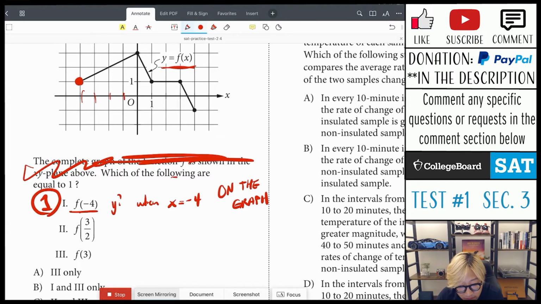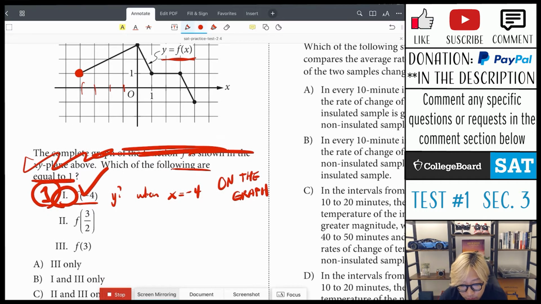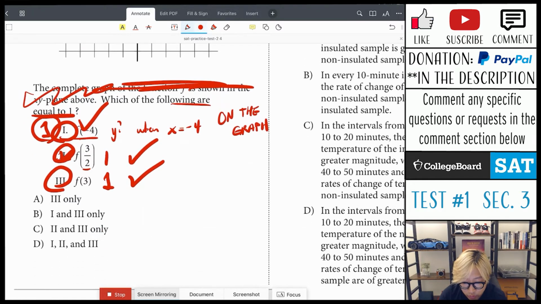So, which of the following is equal to 1? Yep, Roman numeral 1 works. Let's do another one. f of 3 over 2, 1.5. X is 3 over 2. So let's go. It's right there, and go up to the graph. What's the y value? 1. This also works too. One more. Now, Roman numeral 3, f of 3. X is 3. So let's go. 1, 2, 3. On the graph, it's right there. What's the y? It's 1. That still works too. All of them, 1, 2, 3, all work.